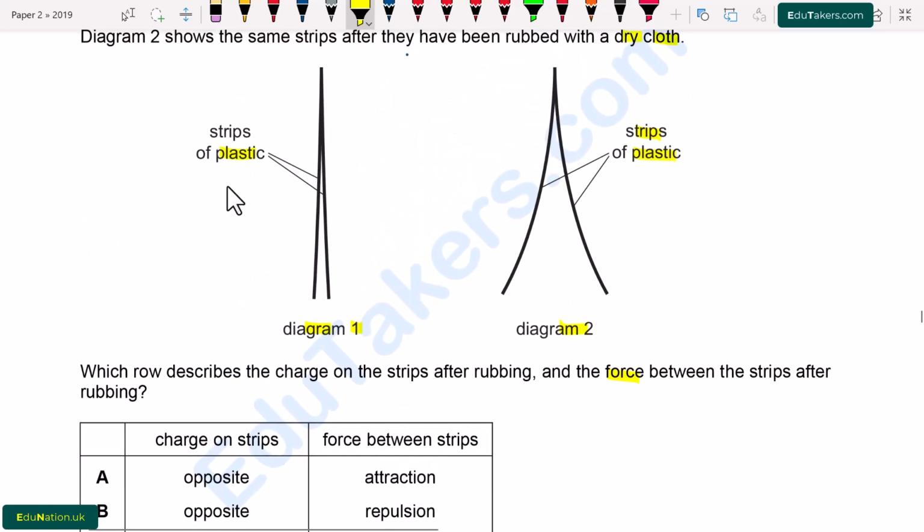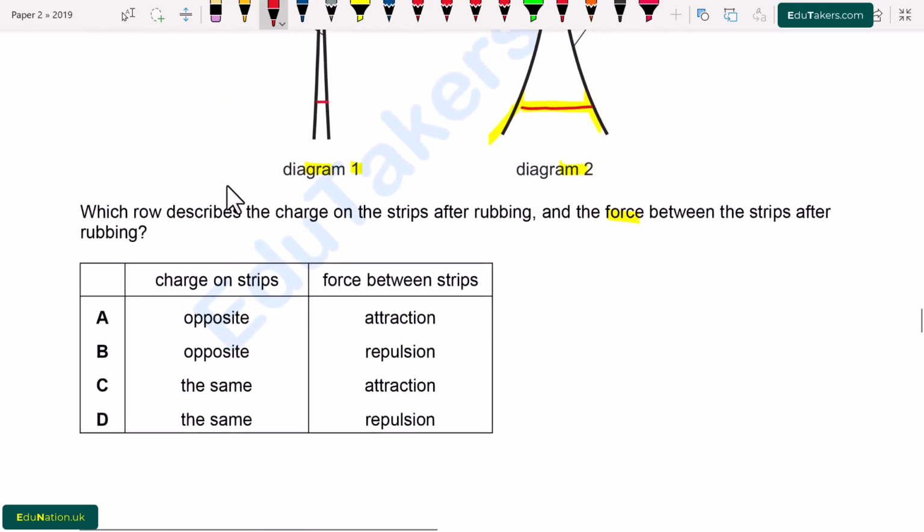First of all, we see diagram 2. Both of these plastic strips are moving apart from each other. There is a distance between them. First the distance between these strips is this, but now the distance has increased. It means that these strips move further apart from each other. There will be repulsion. So the force will be repulsive, and we know that similar charges repel each other while opposite charges attract each other. Here there will be the same charges and the force will be repulsive.